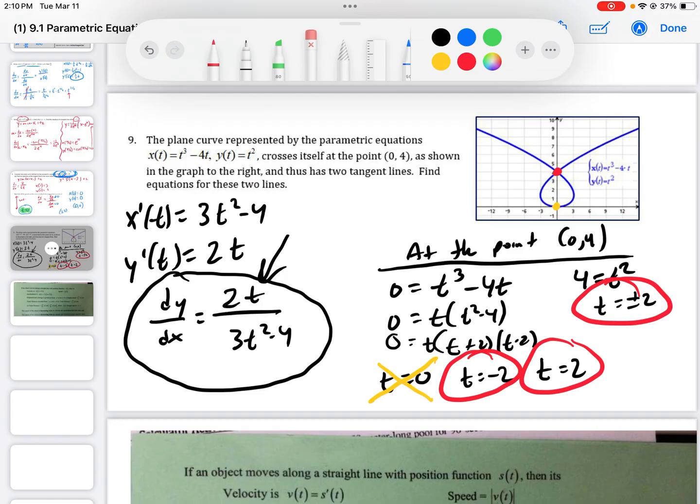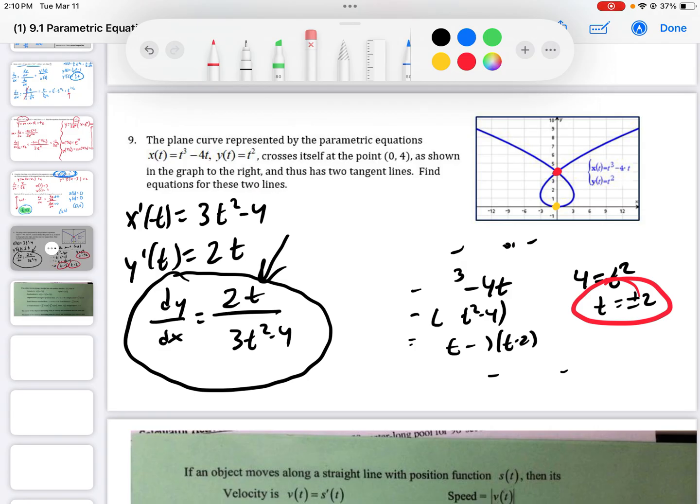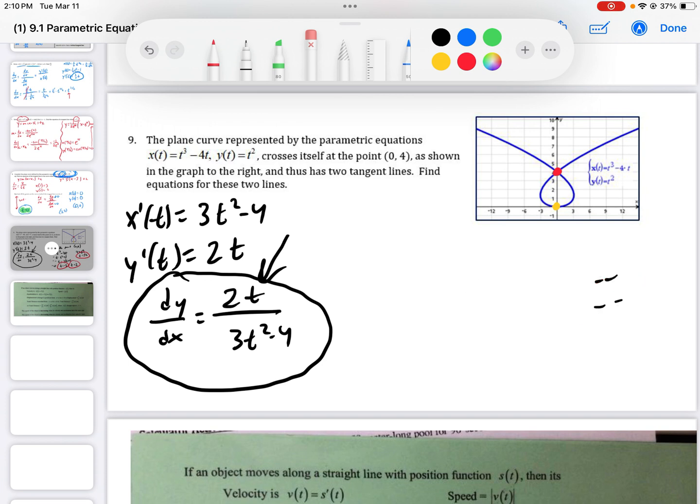I need room, so I'm going to erase all this. I've got to remember when time is 2 and negative 2. I want the equation of the tangent line. When time is equal to negative 2, I'm guessing the tangent line is that one. So I want to write the equation of that tangent line: y is equal to m times (x minus x1) plus y1 when time t is equal to negative 2.